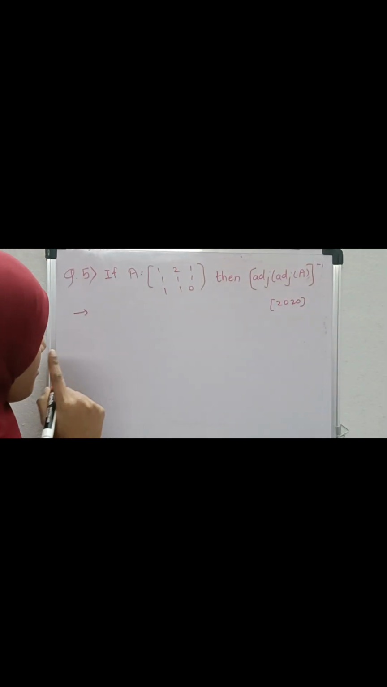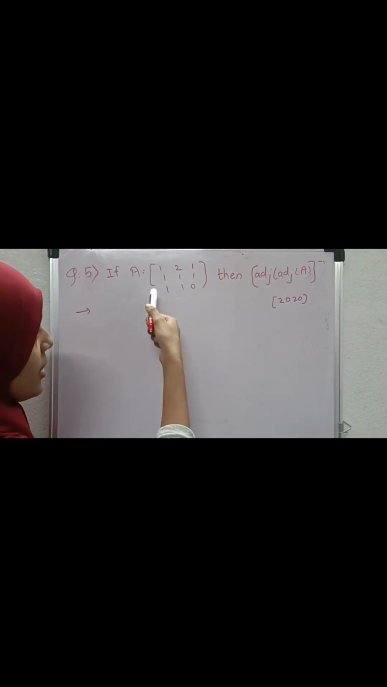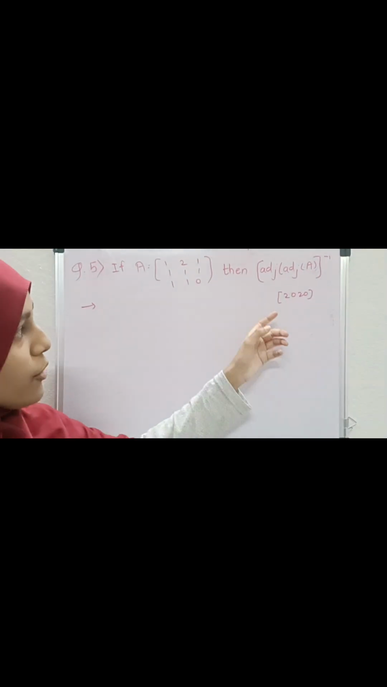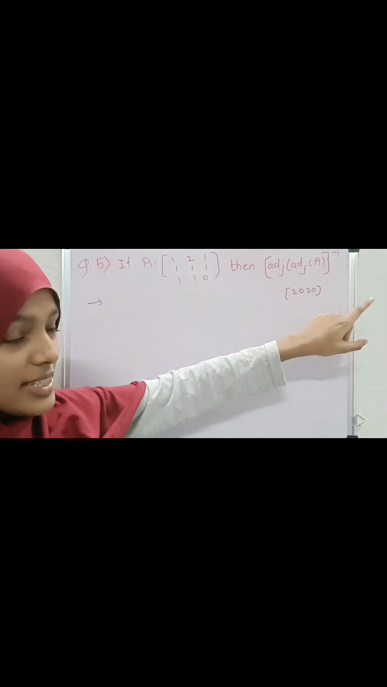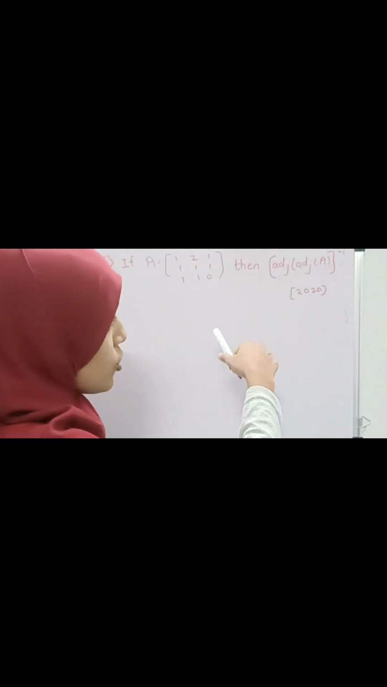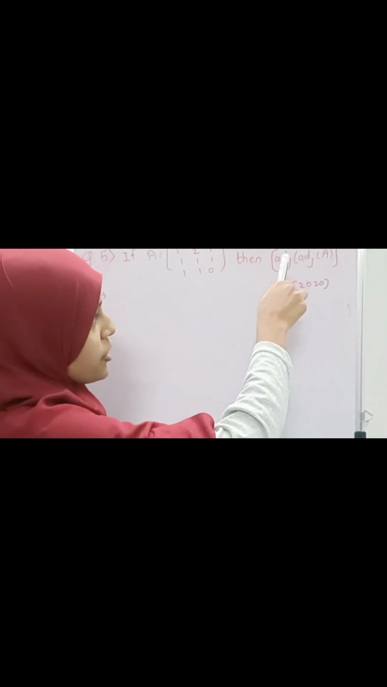Moving towards our next question. Here we are given the matrix A such that 1 2 1, 1 1 1 and 1 1 0, and then we have to find adjoint of adjoint A. But let's see, here is the inverse sign. So we have to find inverse of adjoint A.